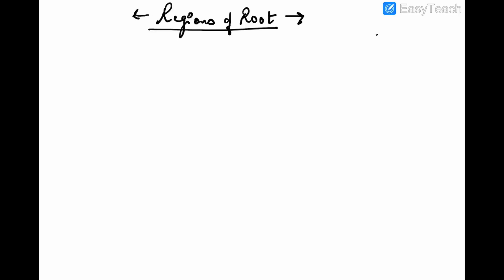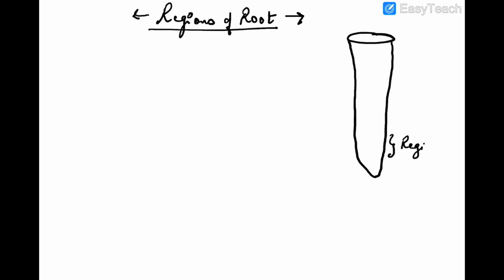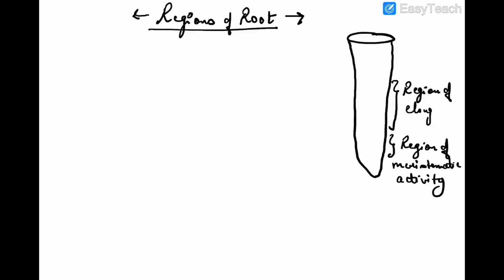There are three regions in the root. If I draw a root surface, we will see three regions of the root. The first is the region of meristematic activity. The second region is the region of elongation. And the third region is the region of maturation. Let us talk about the different regions.